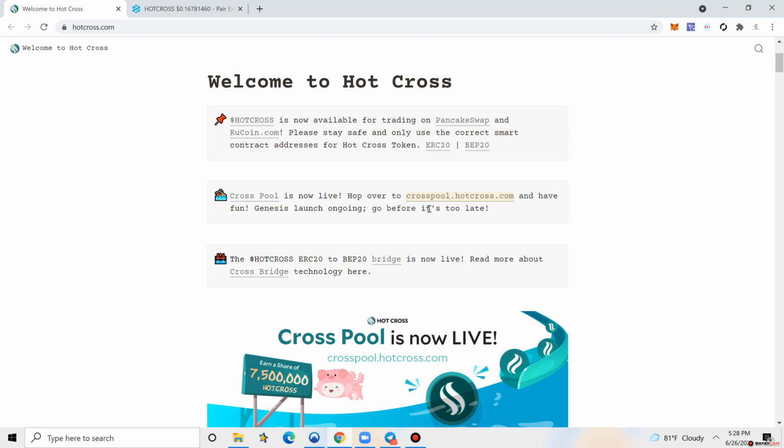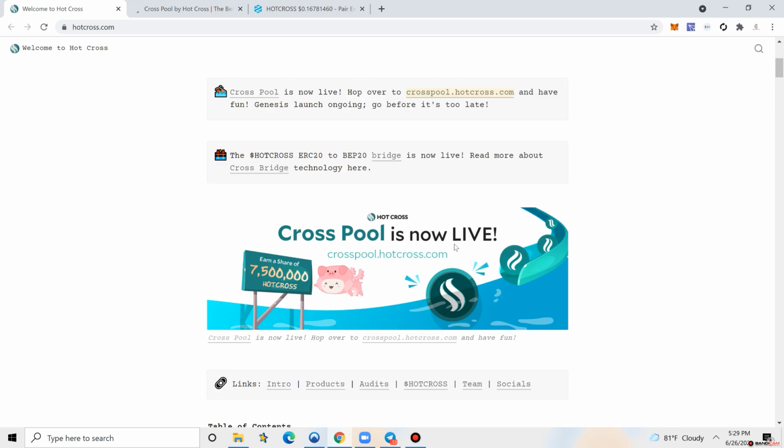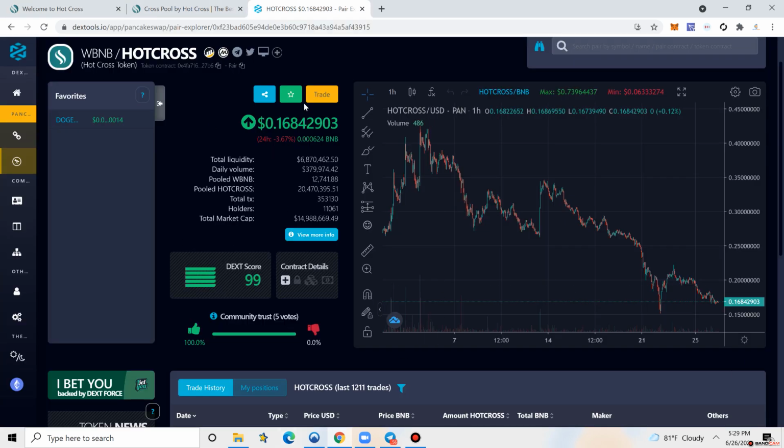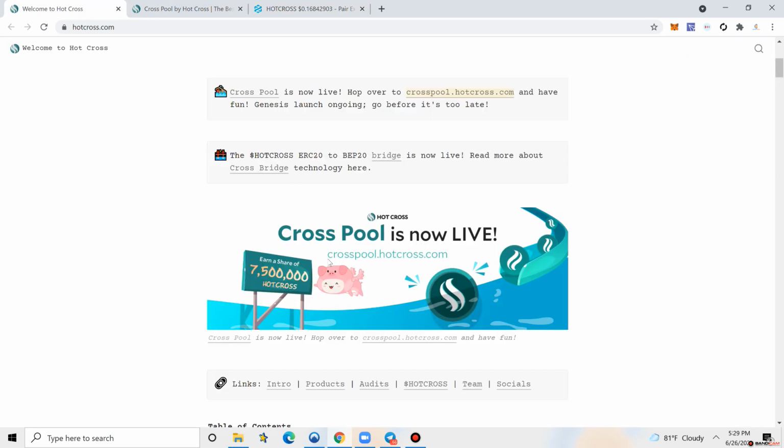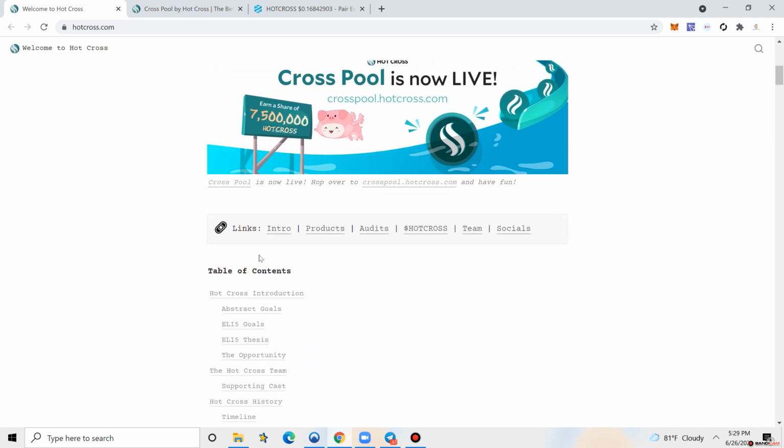In addition to their bridge, they also have the cross pool, which is really something special here. So the Genesis launch is ongoing, and you're gonna wanna definitely get over to crosspool.hotcross.com to check that out in a little bit as well, because that is a huge opportunity to win, right? So as you can see, you can earn your share of 7.5 million Hot Cross. And while they're trading at about 16, almost 17 cents each, that's not a number to take lightly. That is a large amount of rewards. So very exciting stuff over here with the Hot Cross platform.